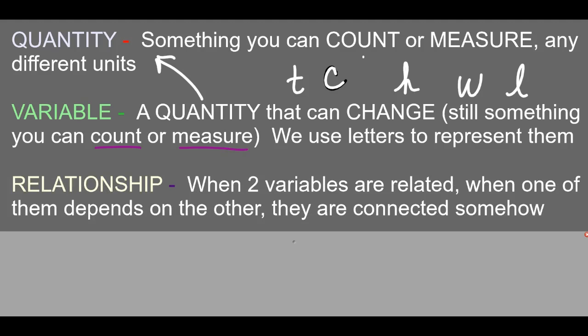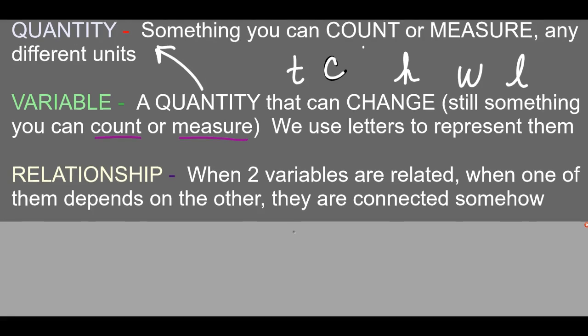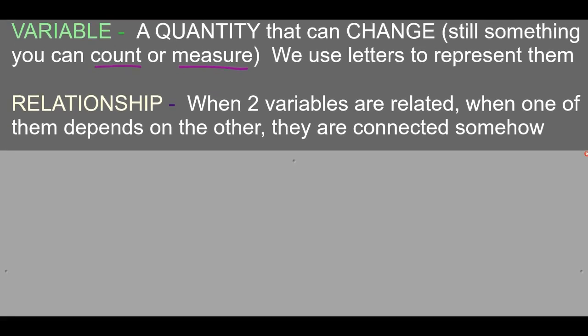So we're going to be looking a lot at the relationship between two variables. When two variables are related somehow, when one of them depends on the other and they're connected in some way, then we say that there's a relationship between them. So we're going to focus on the relationship between a dependent and an independent variable a lot in this video.